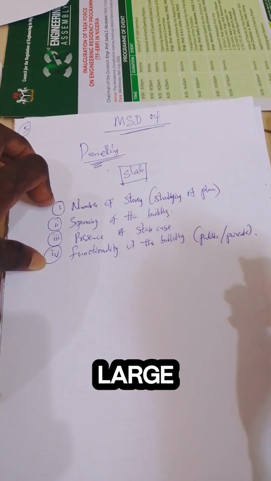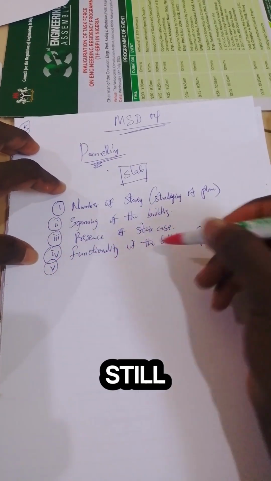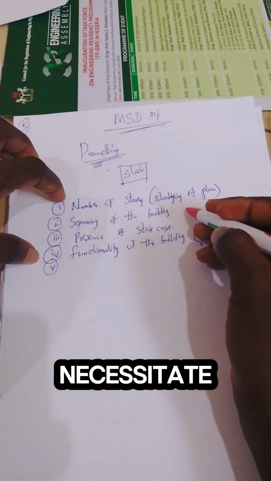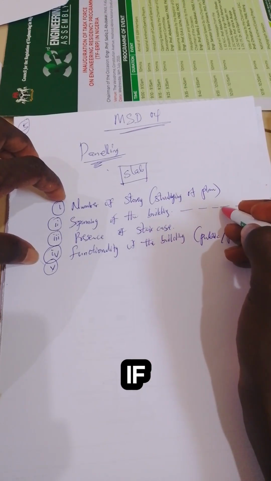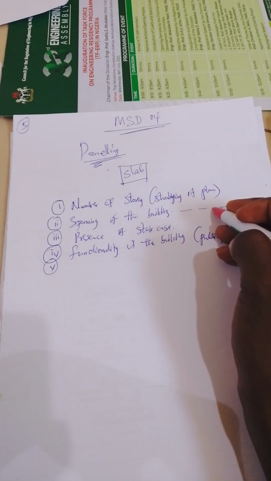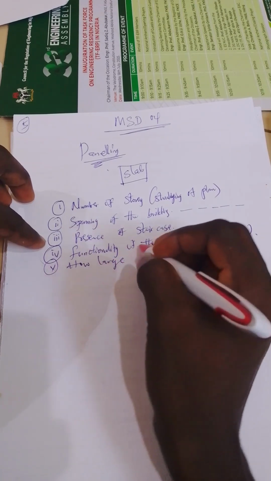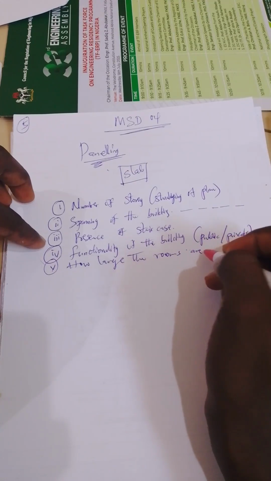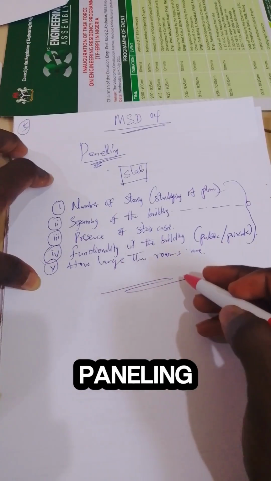Then lastly, how large the rooms are. How large still has to do with the span of the building. Span of the building will necessitate putting expansion joints if the building exceeds or is up to 30 meters in span. Then you're looking at how large the rooms are. All these are what to consider during paneling.